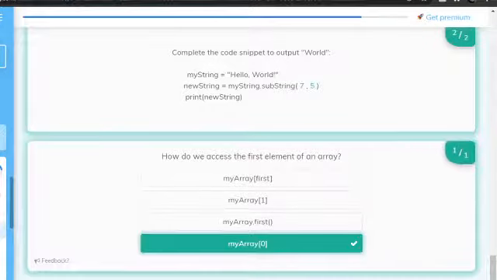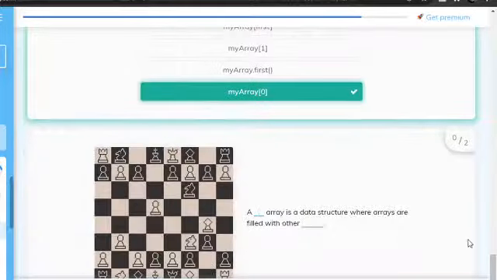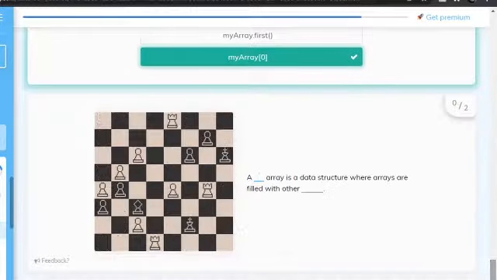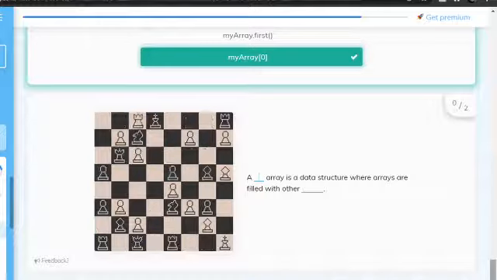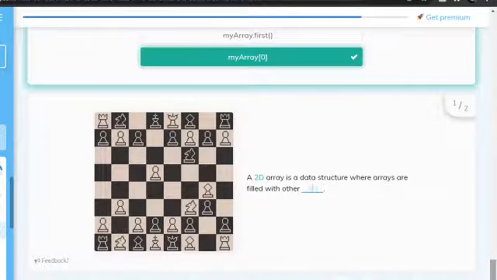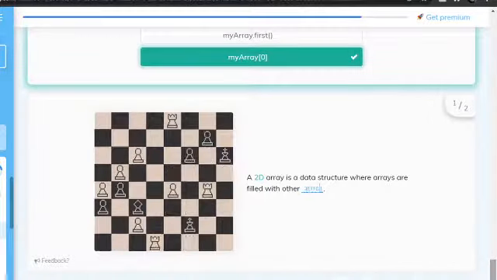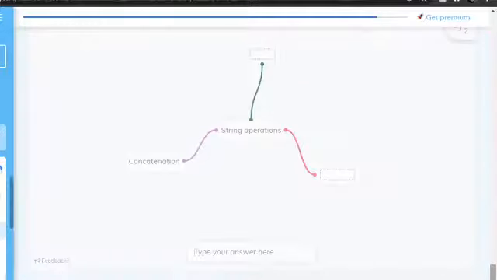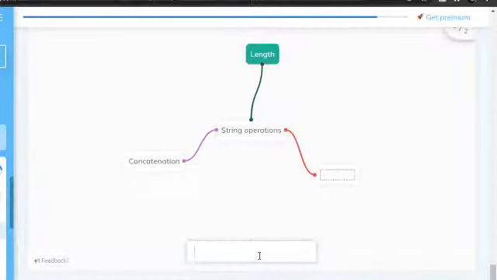We are learning. How do we access the first element of an array? My array, 0, because it starts counting at 0. A 2D array is a data structure where arrays are filled with other arrays. You needed the S. I get it. So, string operations: concatenation, length is one of them. What else can you do with them? You can check the length. You can get positions.